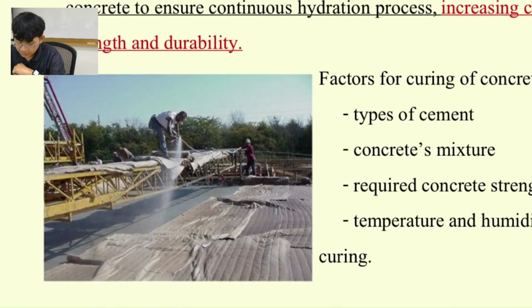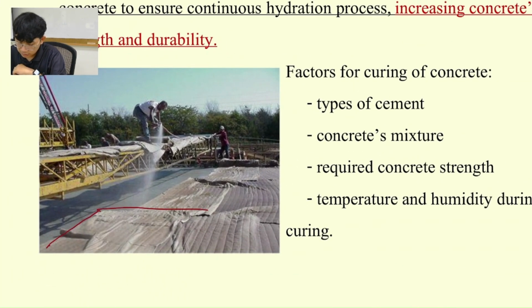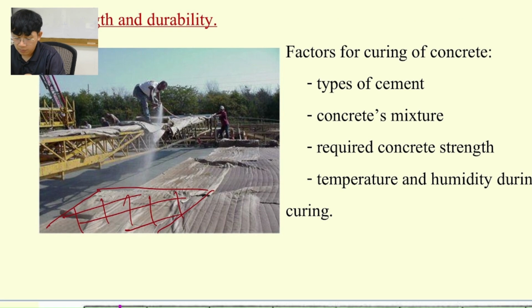For example, like in the image, they use a cloth and spray water on top of it in order to prevent water loss from the surface of the concrete slab. The cloth is going to keep the moisture on the surface.